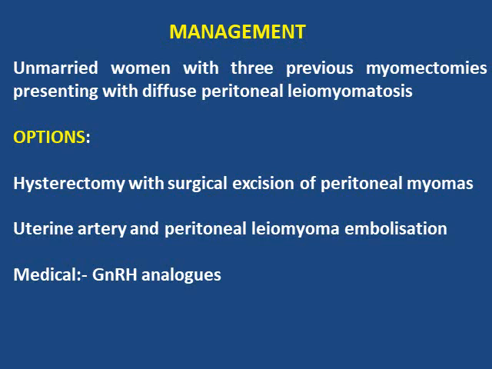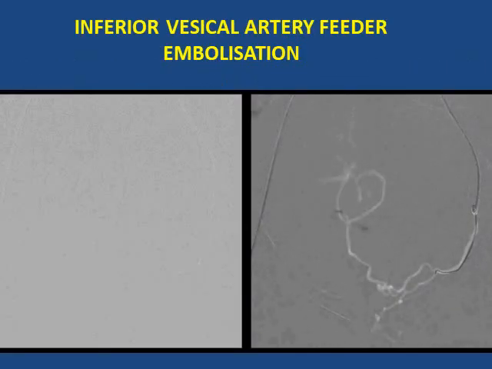Coming to why not just medical management, yes, GnRH analogs can be used, but they are ideally used for a short period of time, because once they are used for a long period there is a significant drop in bone density in women who are using them for more than 6 months. Second thing is once you stop using it, the fibroids start growing back in size. So in our patient, we did an inferior vesical artery feeder embolization.